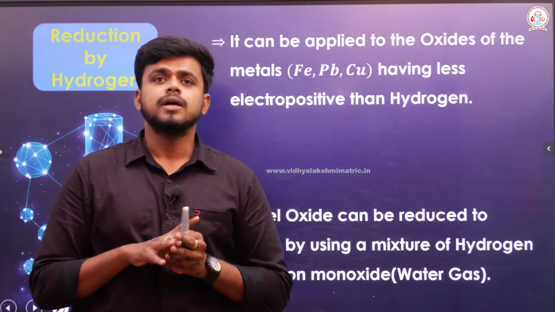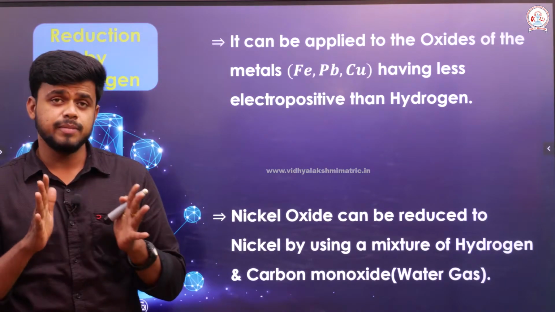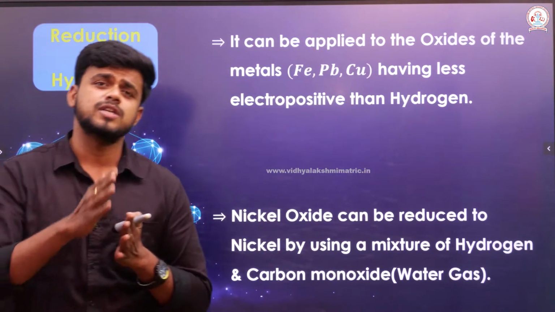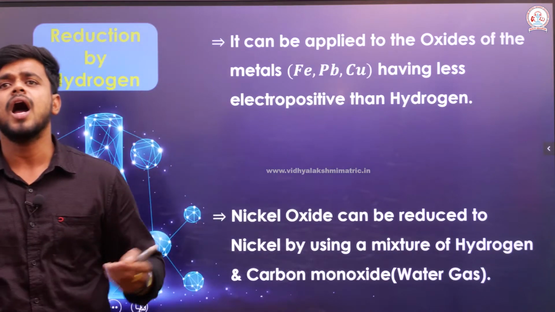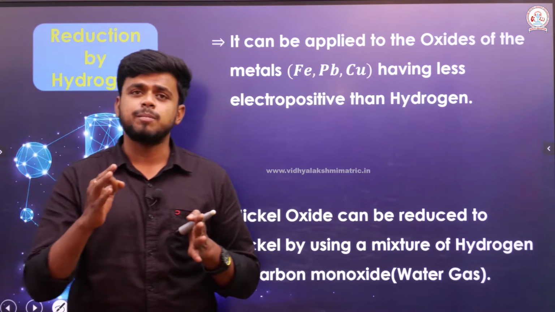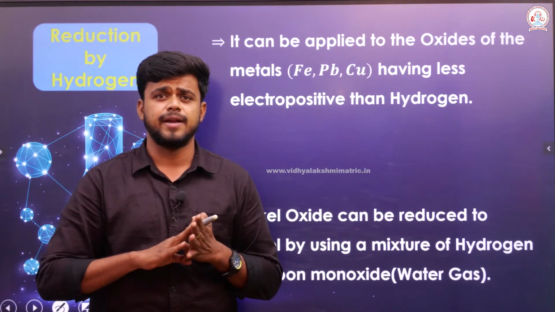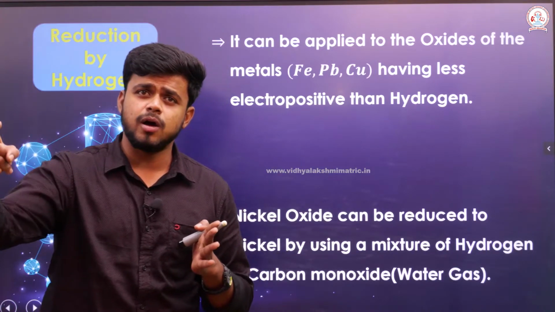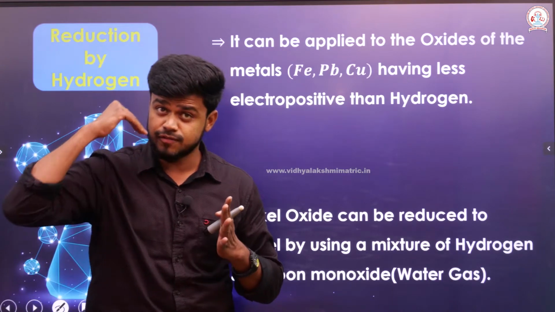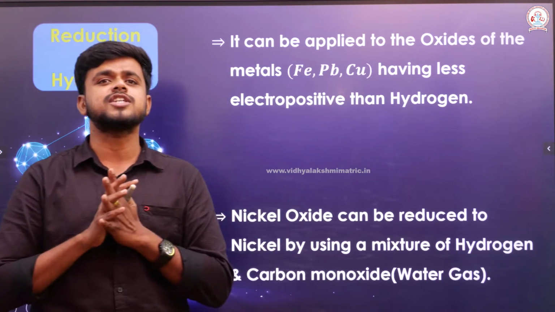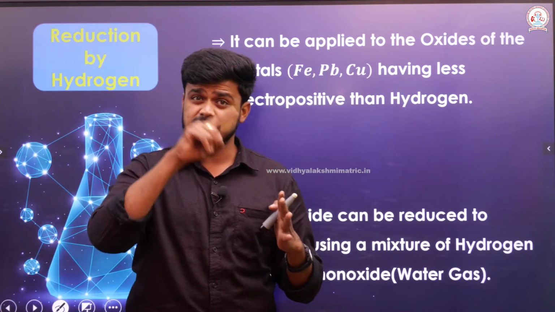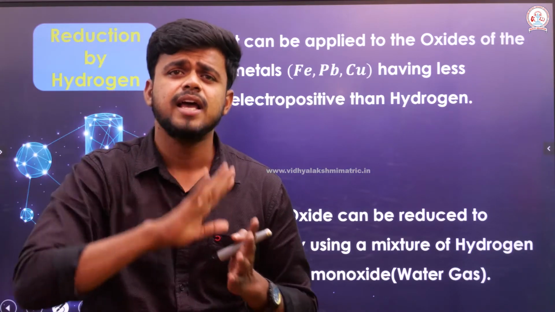The next one, reduction by hydrogen. It does not mean that reduction can be done with the help of carbon alone. We can reduce a metal oxide with the help of hydrogen also. How are we going to do it? If hydrogen is capable of reducing some other oxide, the metal present in the oxide should not be more electropositive than hydrogen. This is the condition. As we have witnessed for carbon, for hydrogen also there is a condition. The metal oxide can be any metal oxide, but the metal present in it should not be more electropositive than hydrogen.